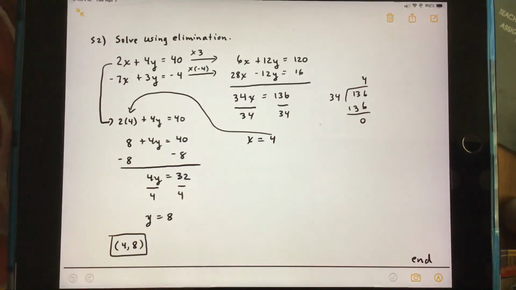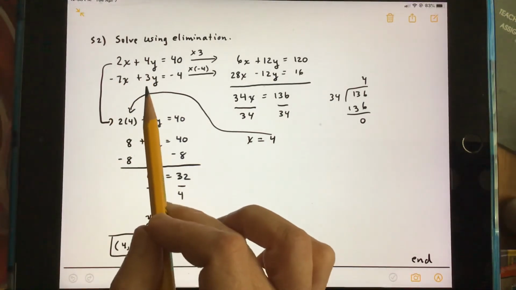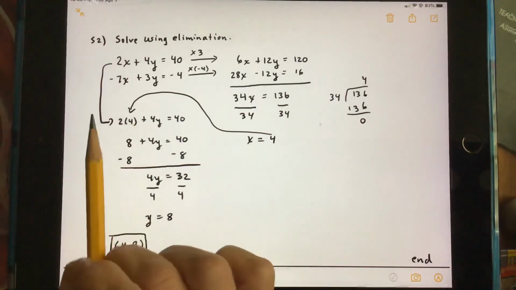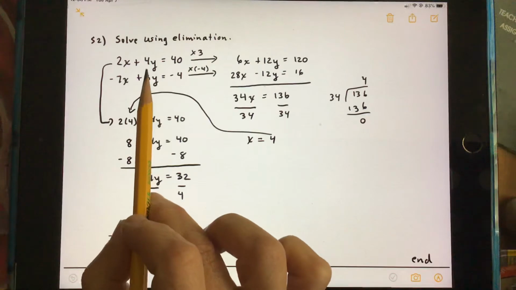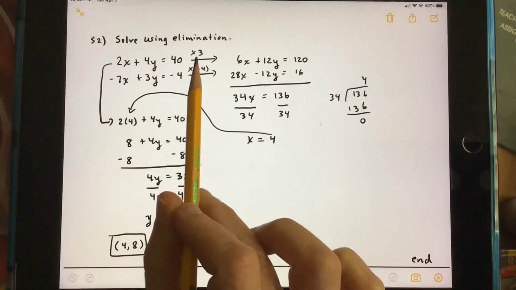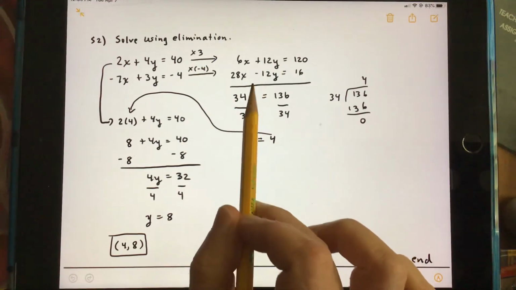So I could create 12y and negative 12y, and in fact that's the choice I'm going to make. Usually I go with whatever is the smaller least common multiple. 2 and 7 go into 14, 4 and 3 go into 12, so I'm going to choose 12 because it's simply the smaller number. What do I need to multiply by to get one of these to be 12y and the other to be negative 12y? Well, one of them is going to have to be multiplied by a positive number, the other by a negative number to get the opposite signs.